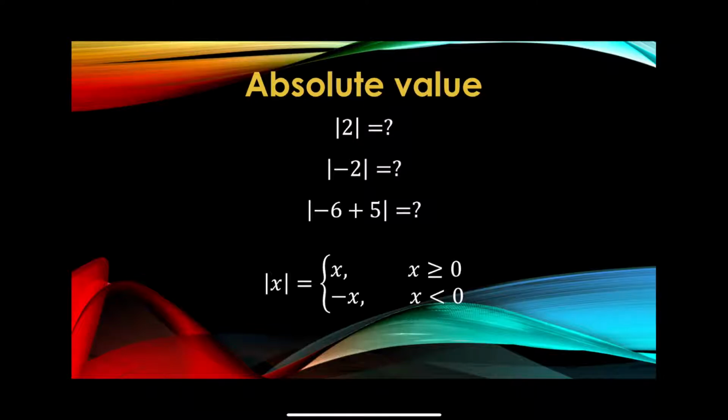In this video, I'll explain the absolute value. We will see together what's the absolute value of positive numbers like 2, what's the absolute value of negative numbers like -2, and what's the absolute value of some operations like the absolute value of -6 plus 5. Also, we will see together why we define the absolute value of a variable x as x when x is greater than or equal to 0, as negative x when x is less than 0.